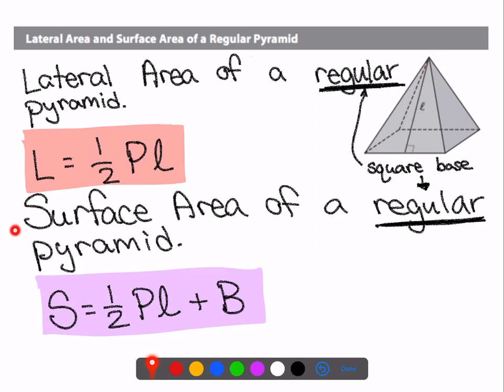The surface area of a regular pyramid is equal to 1/2 the perimeter of our base, so this distance around, times our slant height, l. Again, this is just big L, this is just lateral area here, plus the area of our base. And in this case, it's just our side multiplied by our side. And if they're the same, because again it's regular, it'd just be the side squared in this case. Will it always be side squared? No, it just depends on which shape you're dealing with.